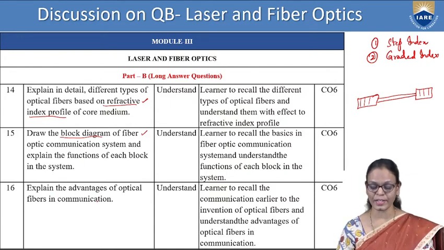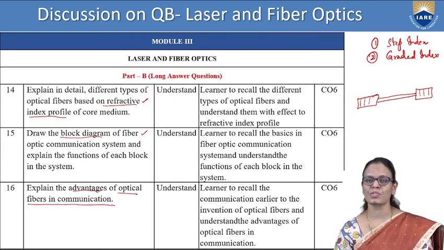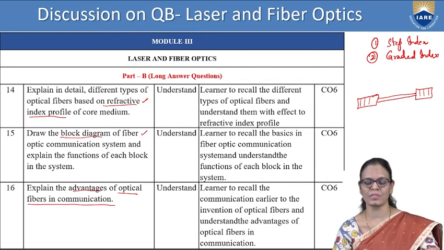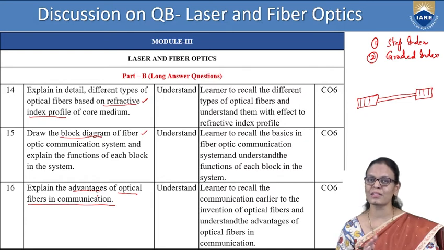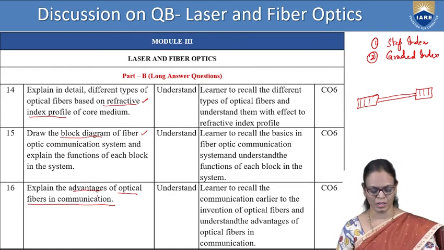Then coming to advantages of optical fiber communication. What are the advantages of optical fibers in communication? You can list down at least 5 to 6 important advantages of optical fibers because it is fast, speedy communication and also it is reliable. There is no interference, no loss of signal, less weight and low cost. All these will form the advantages of optical fibers in communication.